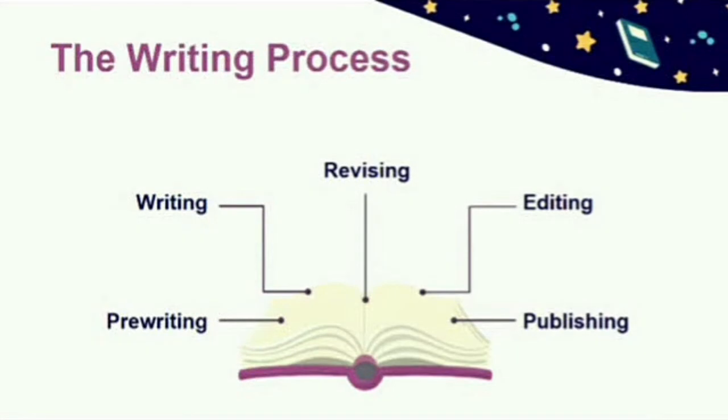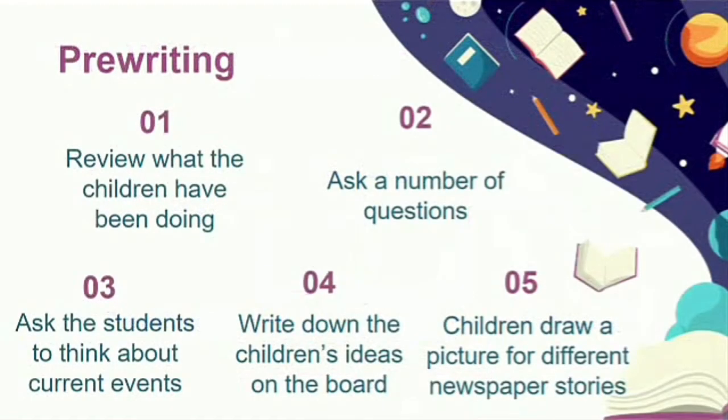Now I'm going to continue the next material, which is about the writing process. There are 5 steps of writing. The first one is pre-writing, and then the second one is writing, the third one is revising, editing, and the last one is publishing. Okay, the first step is pre-writing.